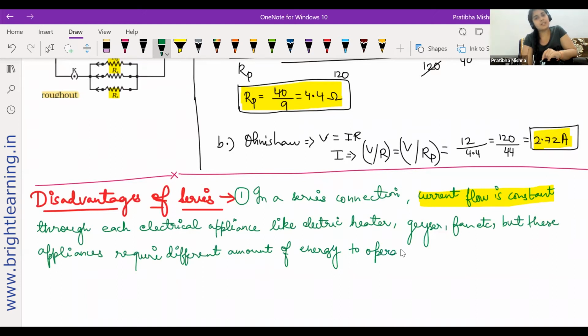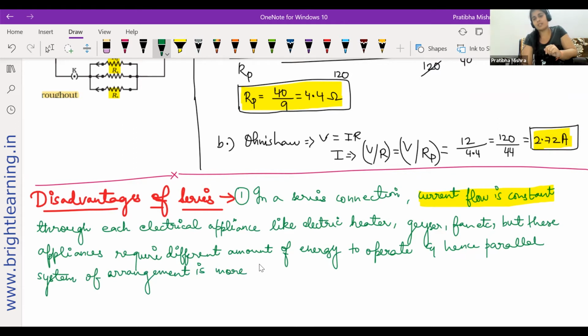So that is a disadvantage, and hence the parallel system of arrangement is efficient. Parallel system of arrangement is more beneficial for them. They can operate at whatever current they want to.